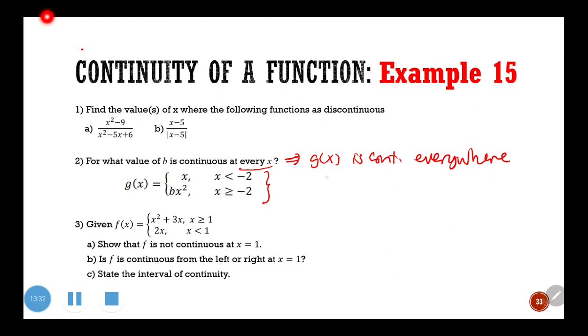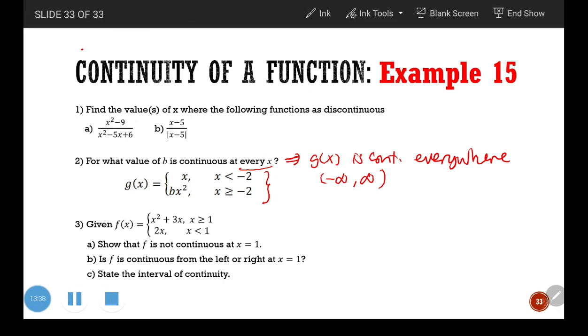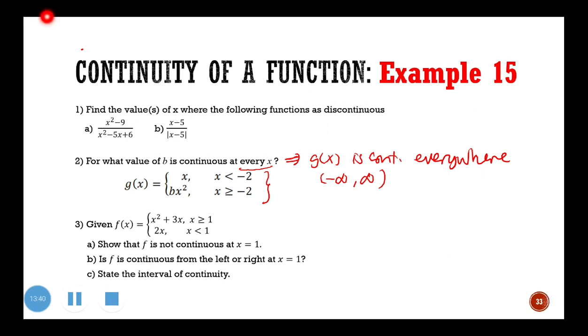Everywhere means from negative infinity to infinity. But here you can see our function has a breaking point. Not to say breaking point, it is a piecewise function. g(x) equals x if x is less than or equal to negative 2, and equals bx squared if x is more than or equal to negative 2.